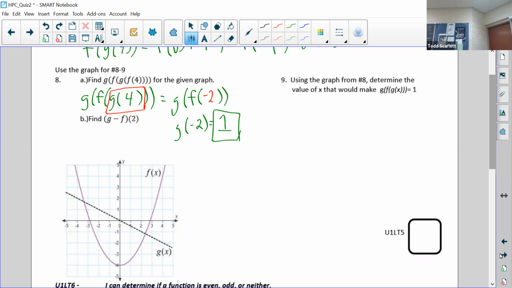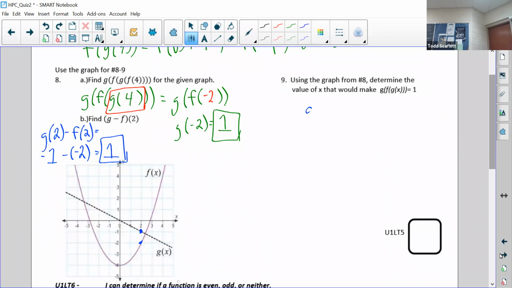Using the graph again, I've got letter B, which is asking, what is G of 2 minus F of 2? Well, G of 2 is, here's 2, G of 2 is -1. F of 2 is -2. So -1 minus -2 is again equal to 1.